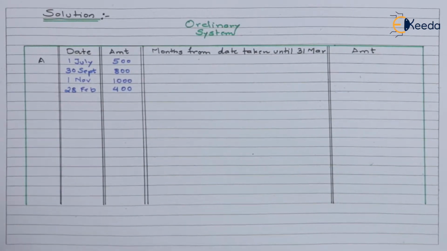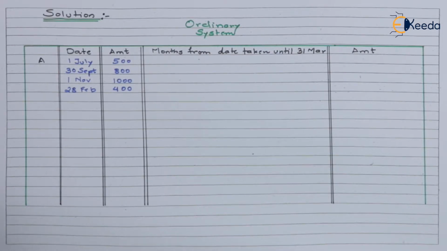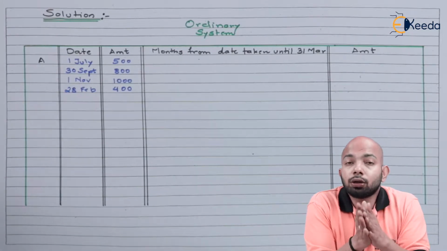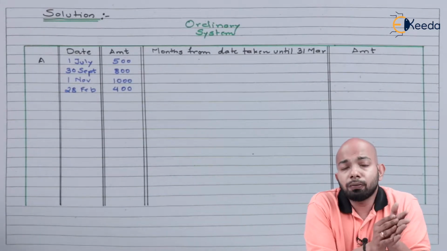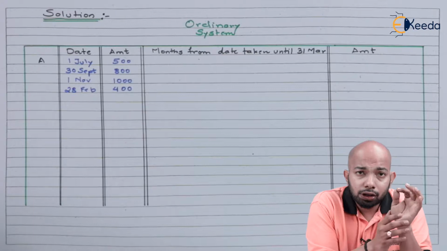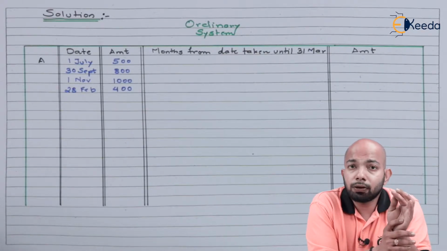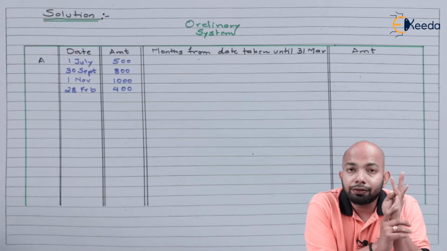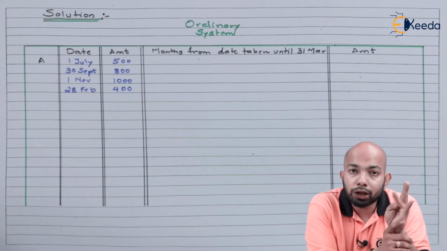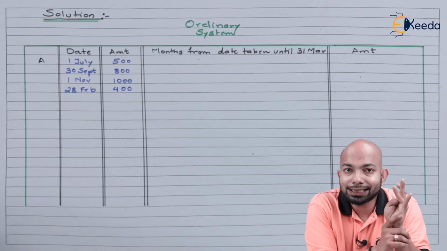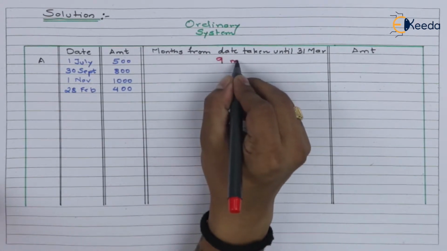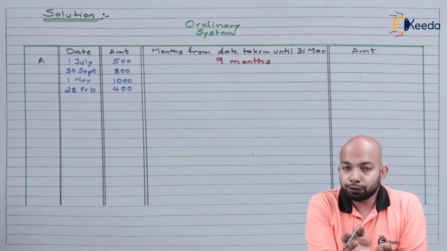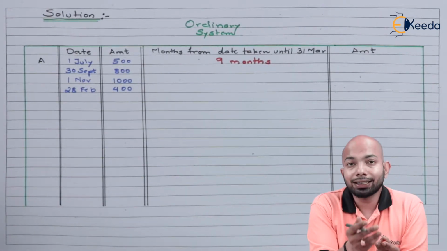Now for your reference, the first drawing was done of 500 rupees on 1st of July. So from 1st of July until the closing year, that means 31st of March, how many months do we exactly have? July, August, September, October, November, December, Jan, Feb, March. 9 months to be precise. And we've taken July as a whole month because this drawing was done on 1st of July. The way we figured it out for the first, we'll do it for the next three as well.